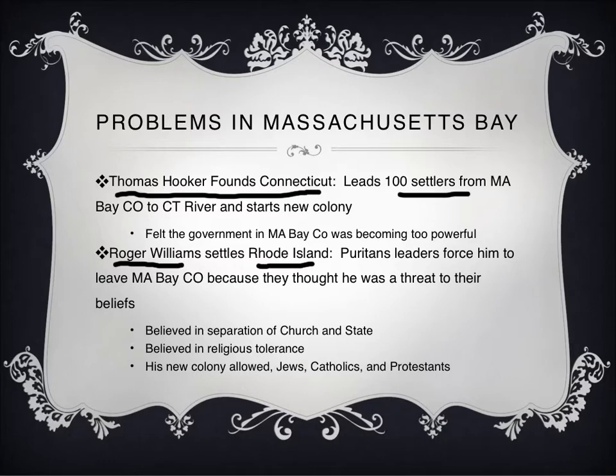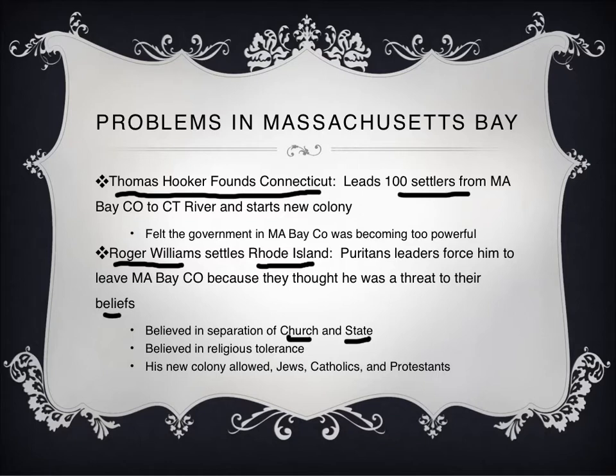All right? Now, remember, Thomas Hooker, the guy who founded Connecticut, decided to leave on his own. Well, not Roger Williams. He's pretty much booted out. The Puritan leaders forced him to leave the Massachusetts Bay Company because they thought he was a threat to their beliefs. And what did he believe? He believed in the separation of church and state, which is a fundamental belief today. But back then, they thought no.